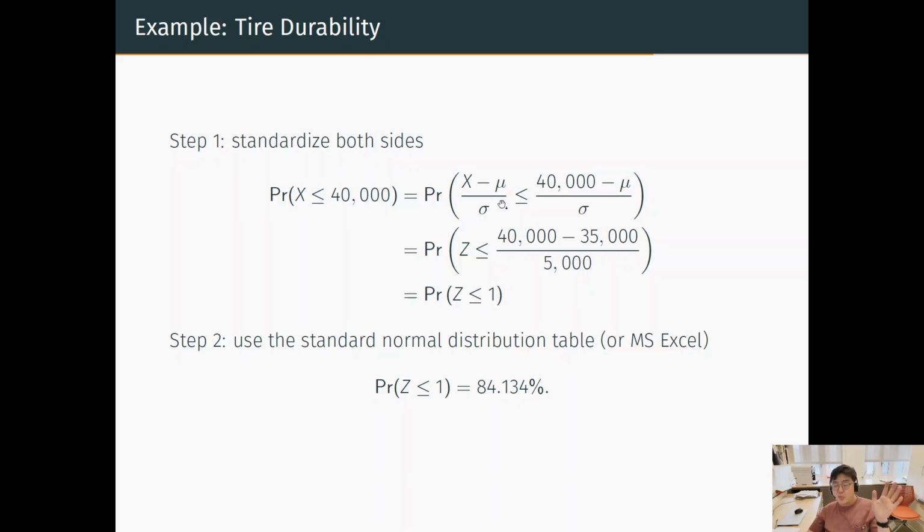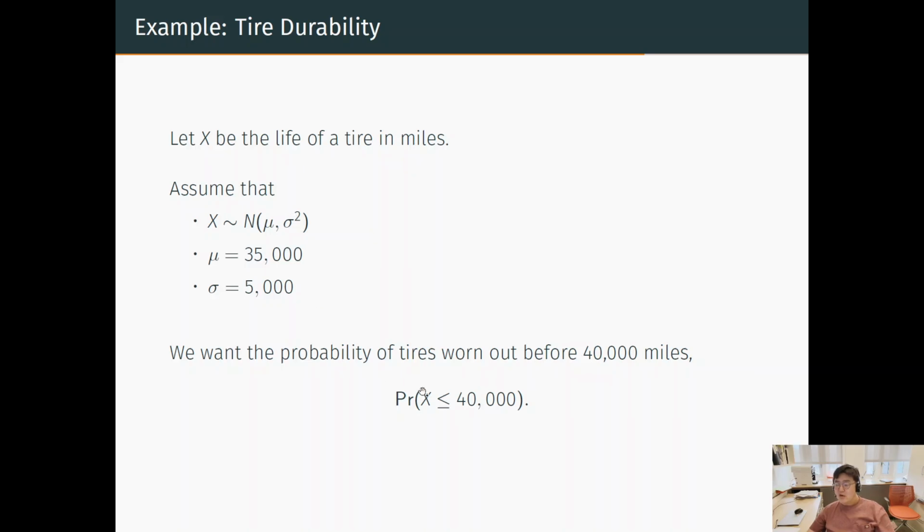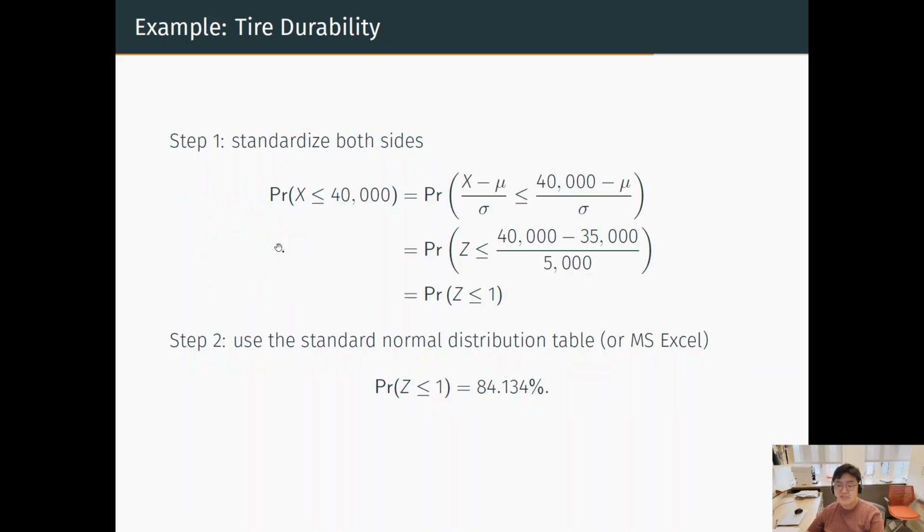Right? So again, the point here is we are interested in a probability with a very large mean and variance, but it does not matter. We may scale them back to our standard case and use Excel. That's all.